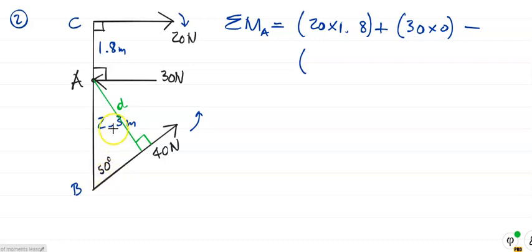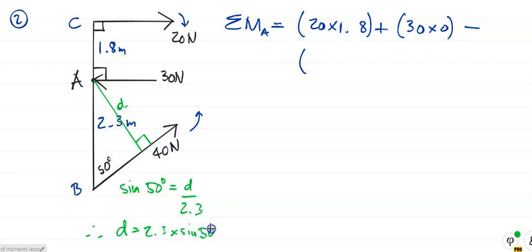The question is, what trig ratio must I use to find little d? I think we are going to use the sine. The sine of 50 degrees is equal to small d over the hypotenuse, which is 2.3. Therefore, small d is equal to 2.3 times sine 50 degrees.